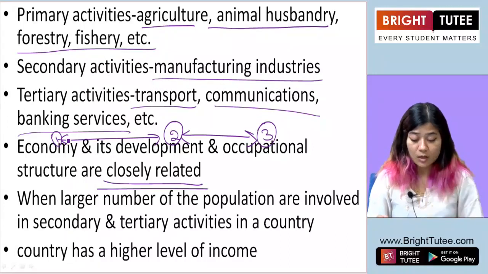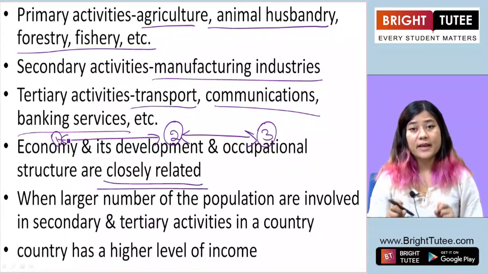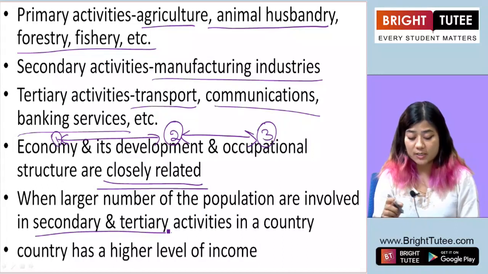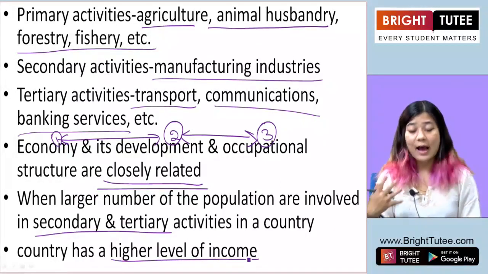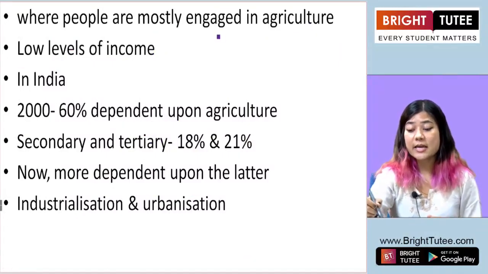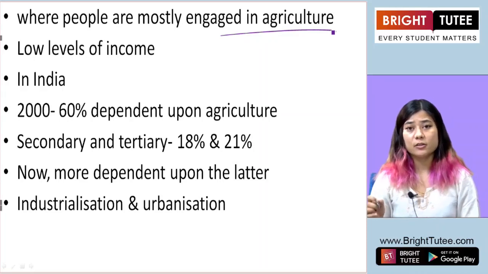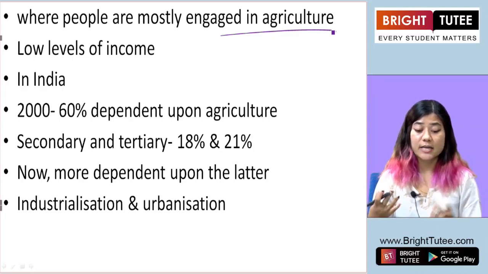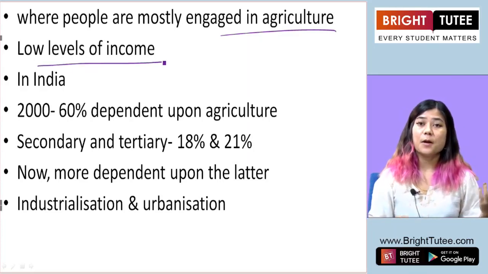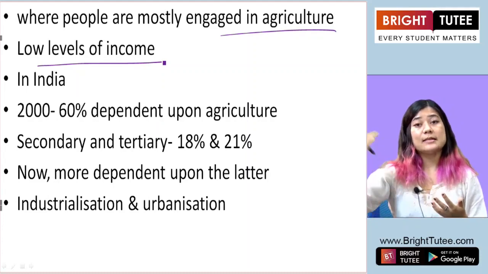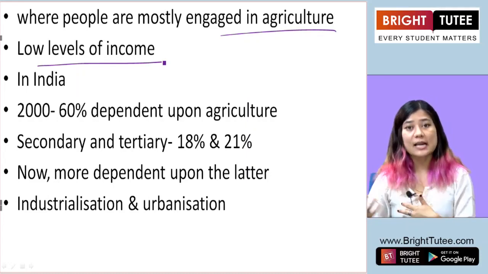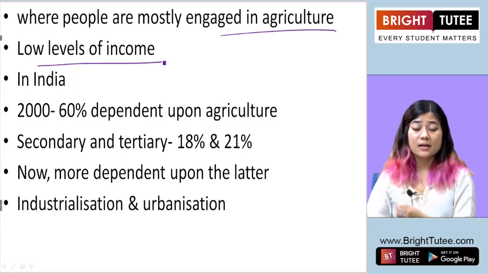So when a large part of the population of any country is involved in secondary and tertiary activities of occupation, then that country can have a high level of income. But if the people are mostly engaged in primary activities like agriculture, animal husbandry, fishery, etc., then that country will have low levels of income. High levels of income mean a good economy, and that leads to development. Low levels of income mean not so good an economy, a decline in the economy and a decline in development.